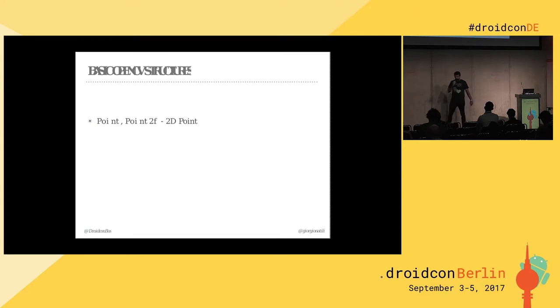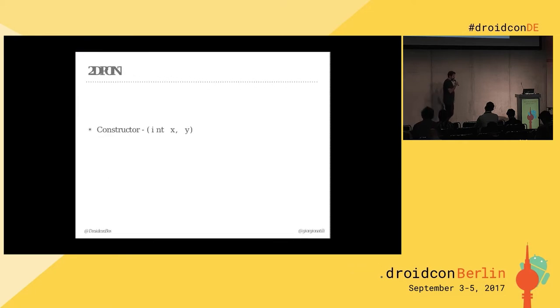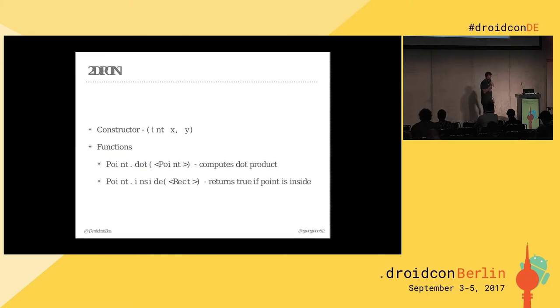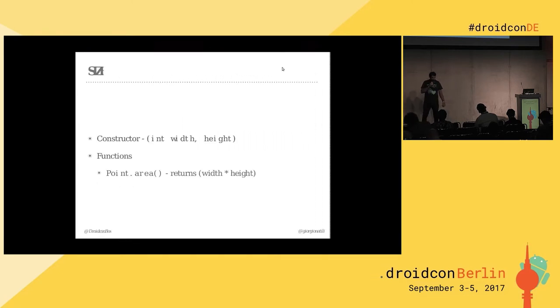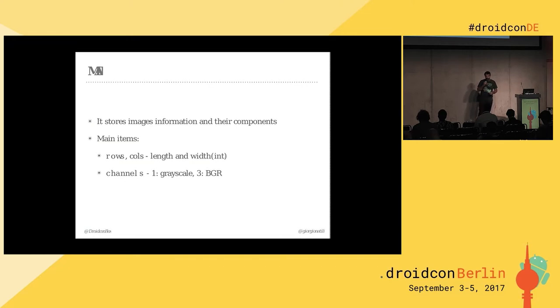Let's talk a little bit about the basic data structures of OpenCV. There is the point, the size data structure, the rect, the rotated rect, and the Mat object. The Mat object is a matrix that represents the image. This is the data that you manipulate and deal with to do any processing. The point object has a pretty simple constructor and several functions, including the inside one and the dot product. Size has the same thing, a constructor and an area. The Mat object is the most complex and has many items, because it can give you rows and columns. It's a two-dimensional representation of the image, and can give you information about the channels used in that image and the depth.